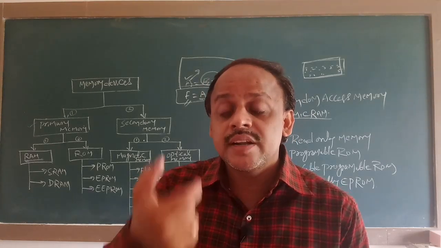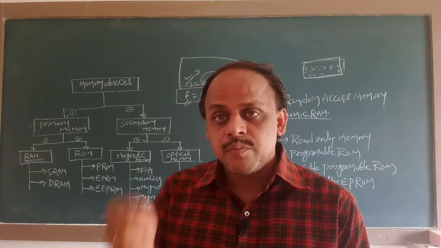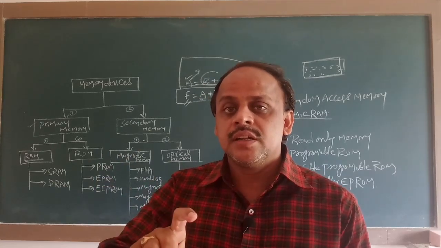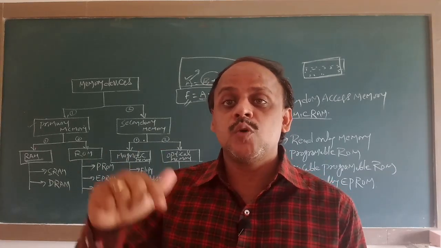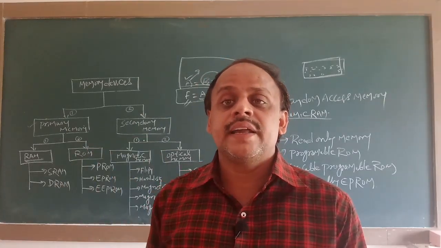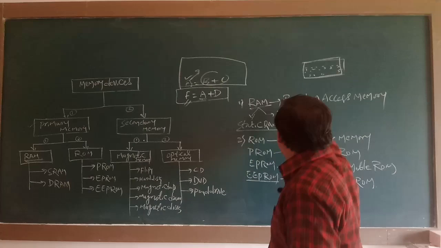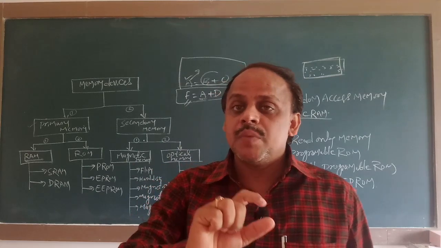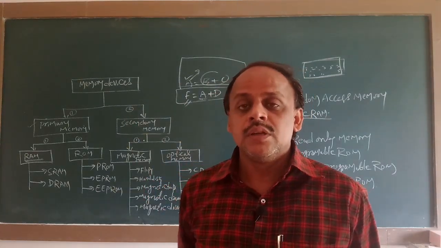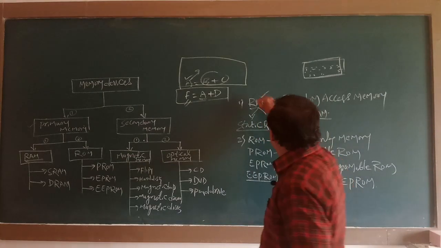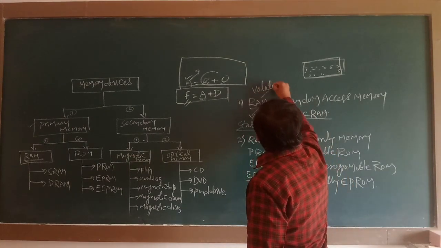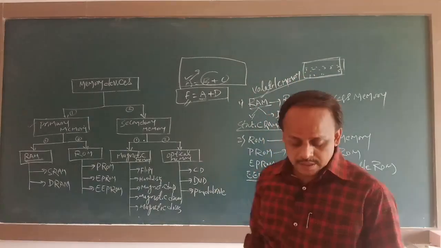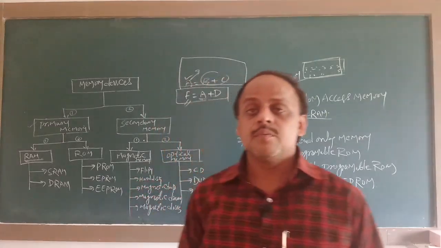Means what is volatile memory? It is a memory in which data or information is going to be erased when power goes off, is called volatile memory. So this RAM content, this information is erased when power goes off. That's why this RAM is called volatile memory.